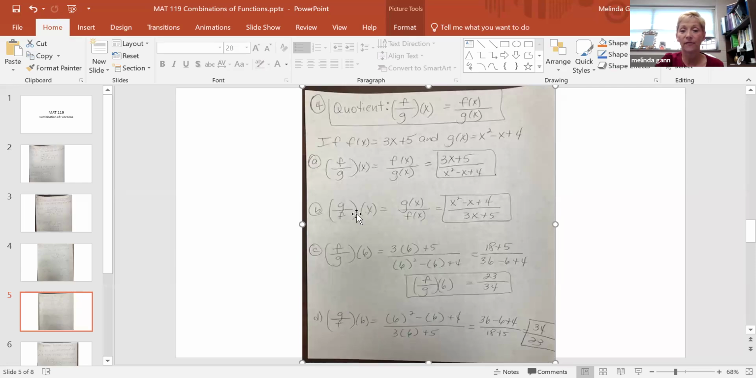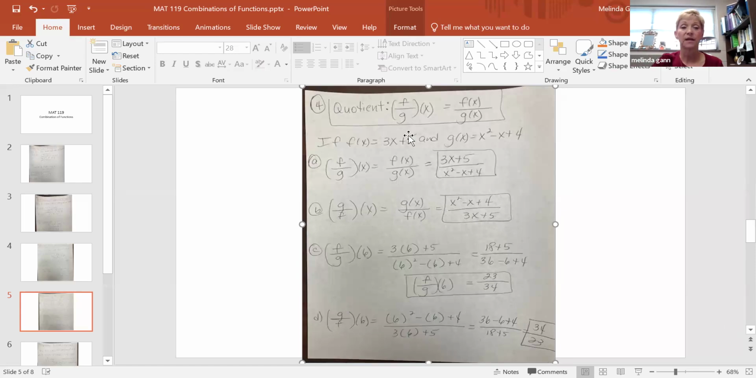Well, now remember, I've got to find g divided by f of x first. And that was this. So now I plug in the 6. So when I do that, see, I don't get the same answer. You change the order, you're going to change the answer. So you should be able to add them, subtract them, multiply them, and divide them.